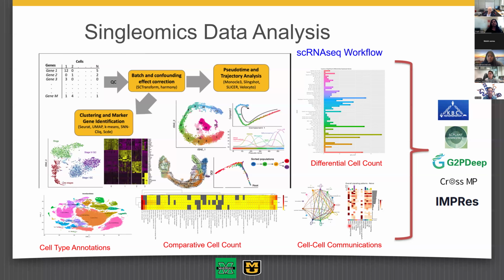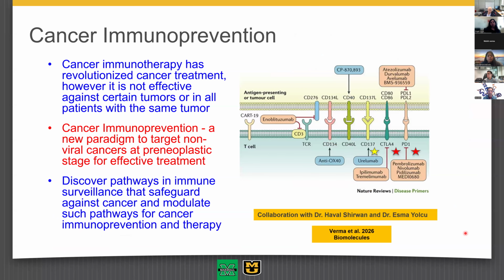But then there are things that you can do with your single cell data that you will be able to flow into so that you can then utilize it better for predicting models or getting more into your pathway perspective. So I'll show you examples in a bit. Now, here I want to touch upon one example, which is with our collaboration with Dr. Shirvan and Yoko, and this is more on cancer immunotherapy.